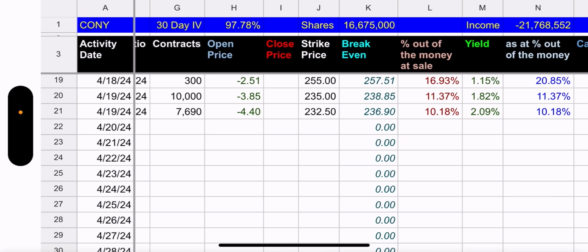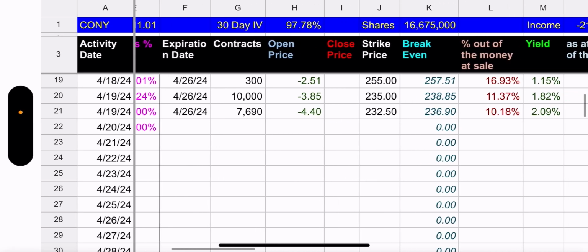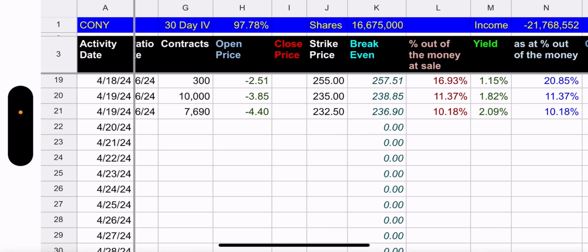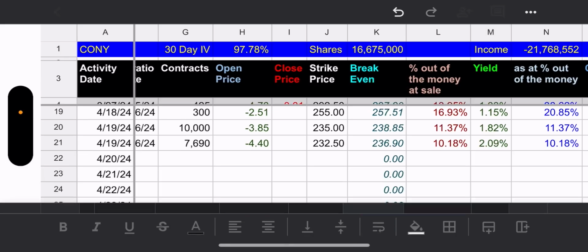So the break even for this week is 236.90. That's the lowest, and Coin is at 211. Okay. So right now, again, the minimum is double digit out of the money, both for TSLY and CONY. So they have plenty of room to grow, which is really good.